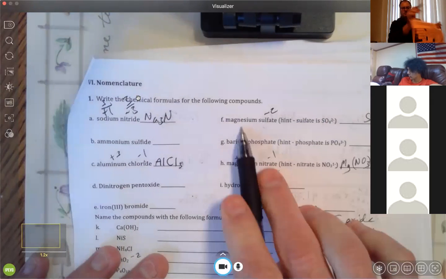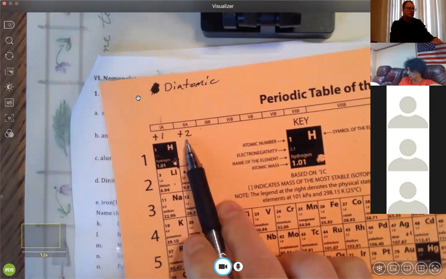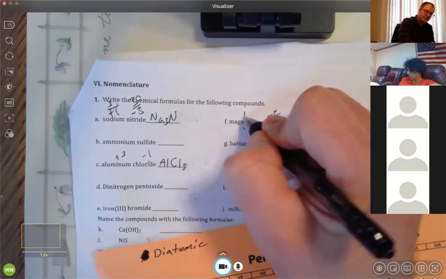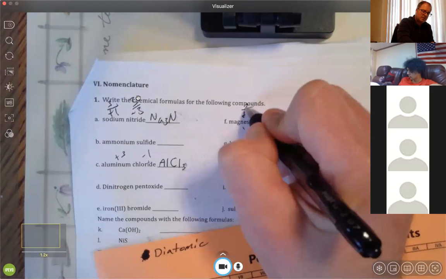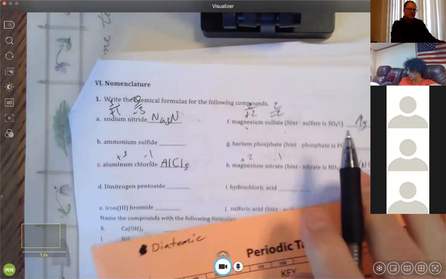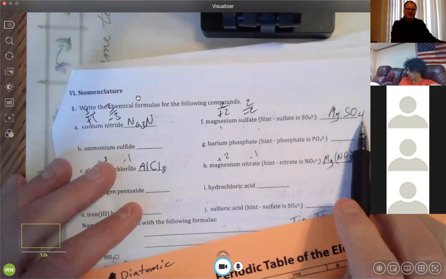Magnesium is a metal. It's found on the front of the periodic table, and it has a +2 charge. A +2 and a -2 cancel out because 2 divided by 2 is 1, and 2 divided by 2 is 1. So we're going to have 1 magnesium and 1 sulfate. Don't get confused and think we have 4 sulfates. That 4 is part of the sulfate.